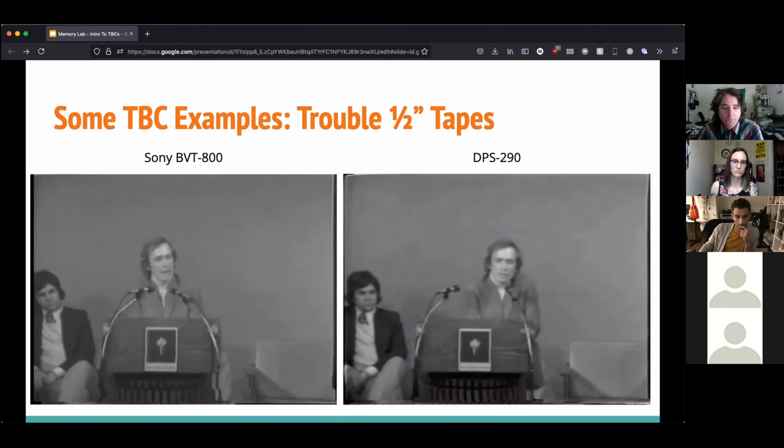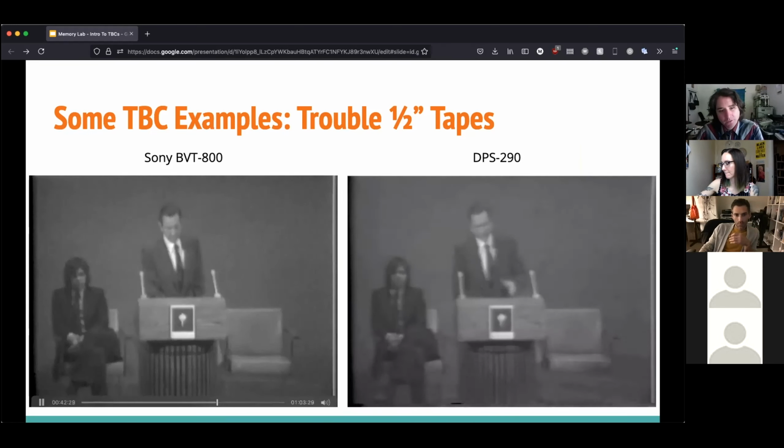Here's another fun one where the BVT makes a really nice stable image, but near the bottom of the frame, it's jumping up and down and almost looks liquidy, versus the 290 is jittery, and it's hard to tell in the GIF, but it has poor registration. Same with this one. This is just to show that sometimes you'll have a tape that's so bad that you simply do not have a good answer, and you just have to try everything until you have one that you like.